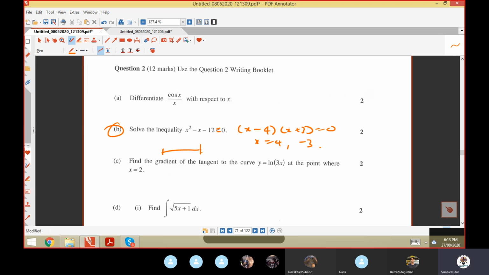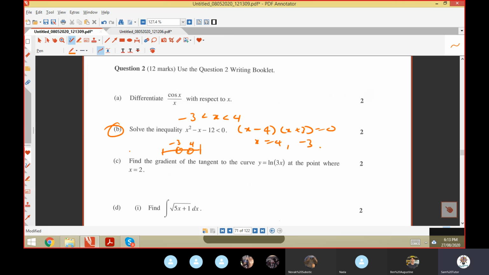That method works well for our extension as well as our advanced, as well as extension 2. The method's all the way through. Negative 3 and 4. I'm going to test 0. 0 I think looks like it works. So my answer, was it equal to? I've rubbed it out. Okay. So the answer is negative 3 less than x less than 4.